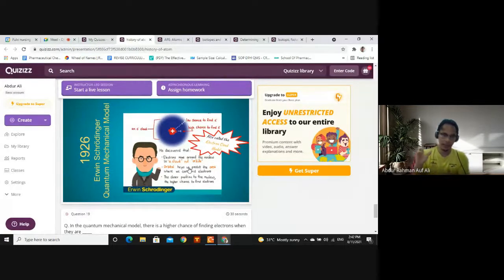Electrons, dia tidak ada specific orbit, tapi dia bergerak within the range of a certain space. So this is the explanation yang cuba digambarkan oleh quantum mechanical model. And kat bawah kat sini, orbital is another term yang kita guna untuk describe cloud space ni. So electrons move around the nucleus in a cloud. Okay, but orbitals helps us predict the area where we can find electrons.